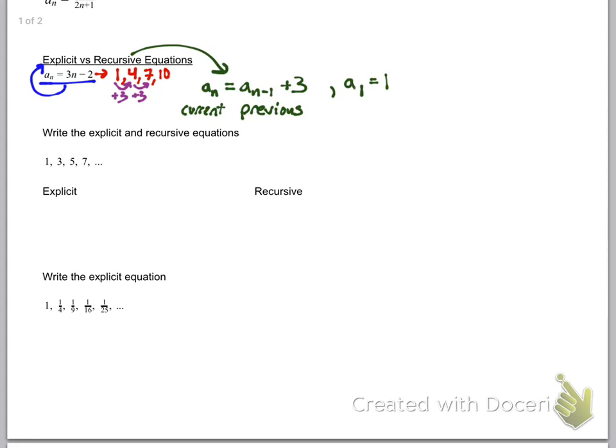Do this. I want you to try and write the explicit and recursive equations for this next one, and I'll show you how to do it in just a moment.